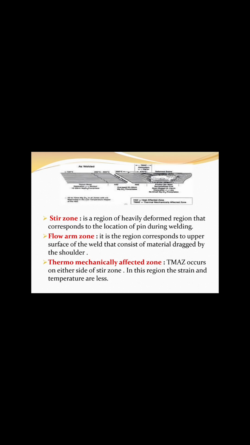The thermomechanically affected zone occurs on either side of the stir zone. In this region, the strain and the temperature are less, and the effect of welding on the microstructure is correspondingly smaller. Unlike the stir zone, the microstructure is recognizably that of the parent material, significantly deformed and rotated all through the thermomechanically affected zone. Technically it refers to the entire deformed zone. Often it is used to describe any region not already covered by the terms stir zone and flow arm.